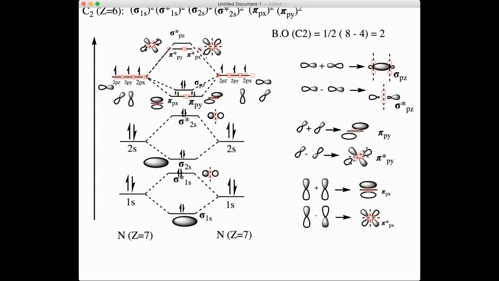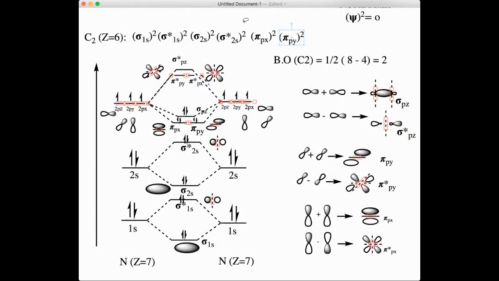Shouldn't sigma antibonding be filled? No. The order in the antibonding is always going to be like this. Once again, this comes out of calculations. So, guys, 2, 4, 6, 8, 10, 12, 14. Okay?